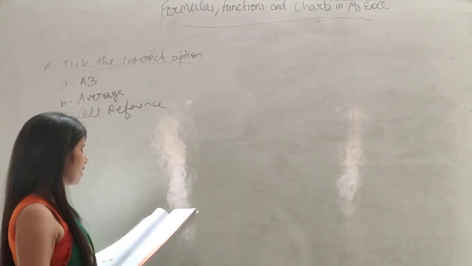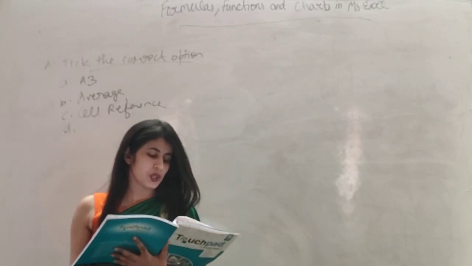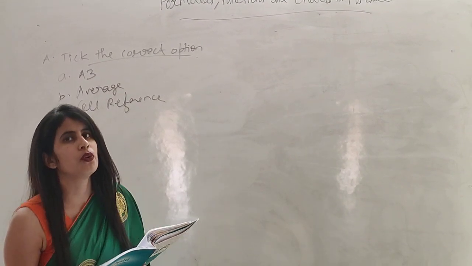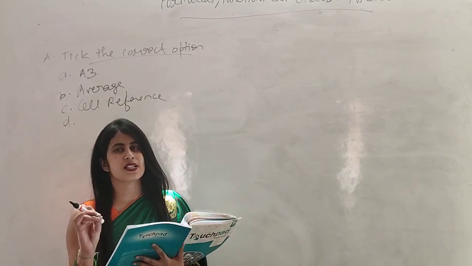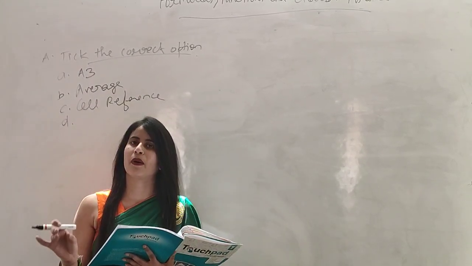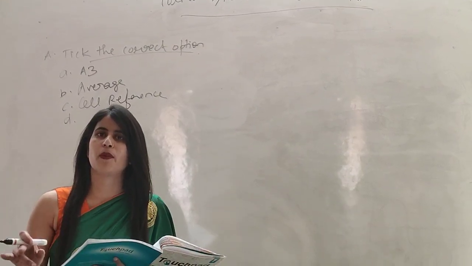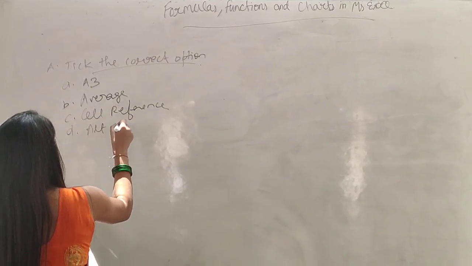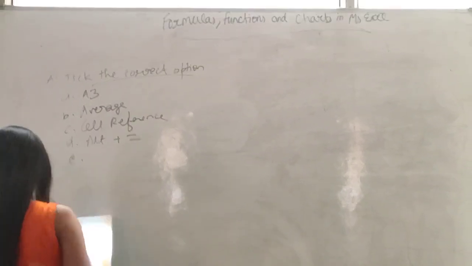The next one is, the key combination used to get the sum of adjacent cells is... So if we want to get the sum of adjacent cells with a shortcut command, the answer will be Alt plus equal to. Okay, so it will be Alt plus equal.